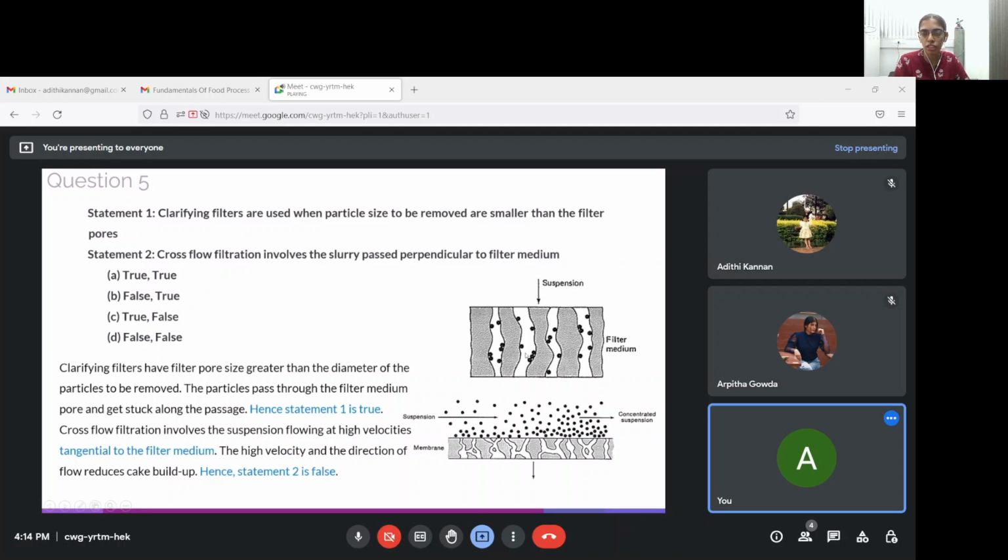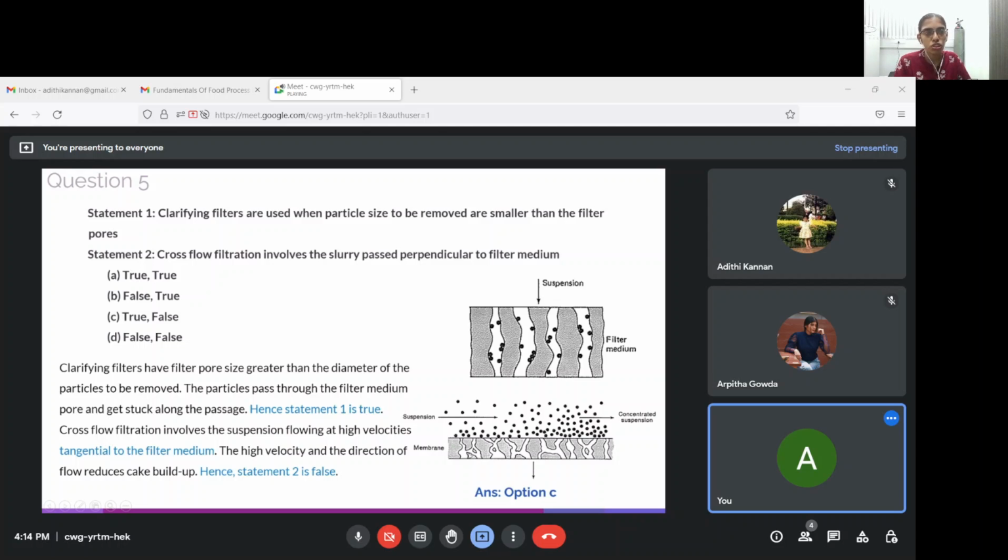If you pass the slurry in a perpendicular way, as time increases, you will have your larger particles being deposited as a cake. But when you pass the slurry in a tangential manner, because of the high velocity, whatever minimal cake is being deposited will be removed. So cross-flow filtrations are often used when you don't want a cake deposition on your membrane. So statement 2 is false.